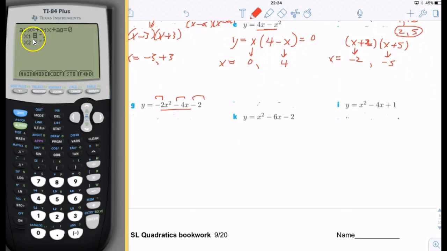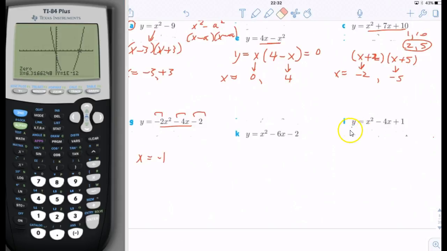And we get that both of the x-intercepts are negative 1. So the x-intercept is equal to negative 1. Okay? Let's do I now.